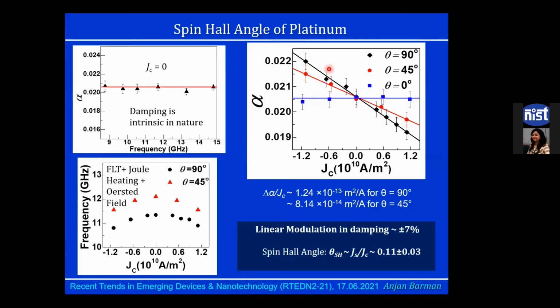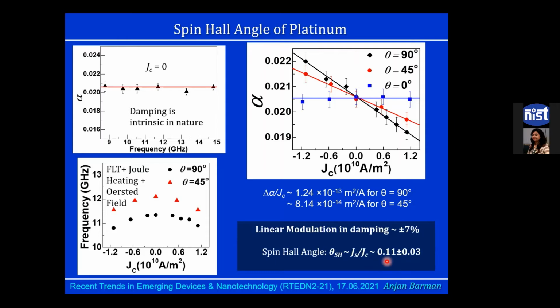And here I can see that the damping is varying asymmetrically with respect to the charge current axis. So basically, for the positive charge current, the damping is decreasing, whereas for the negative charge current, the damping is increasing. Okay. So from this modulation of damping, and by doing all the modeling, we were able to find delta alpha over JC, and we found that the linear modulation of damping is about plus minus 7%, and that gives me a spin Hall angle of 0.11. That means an 11% conversion from spin to charge current or charge to spin current.